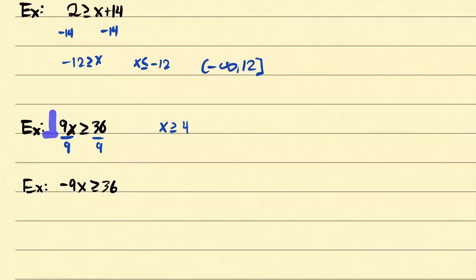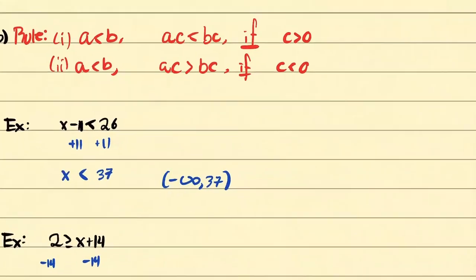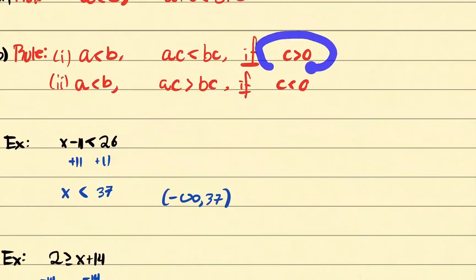What did I do over here? I multiplied both sides by 1 over 9, right? Dividing by 9 is the same thing as multiplying by its reciprocal. So I don't need a separate division rule because it's the same thing as the multiplication rule. When I divide by 9 or multiply by 1/9, since 1/9 is greater than 0, the inequality does not flip. This rule says if this number is greater than 0 that I multiply both sides by, the inequality will remain the same. If A is less than B, A times C is less than B times C.